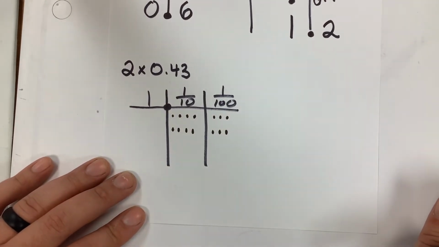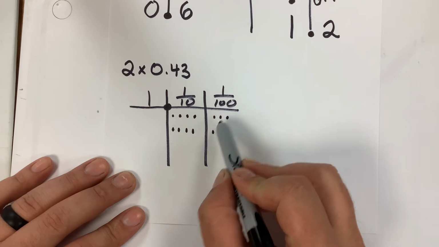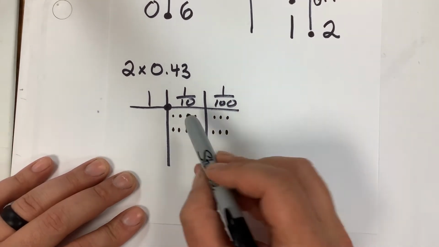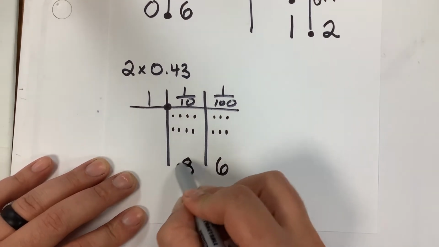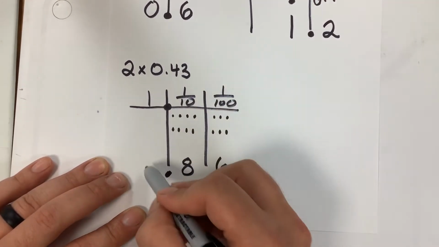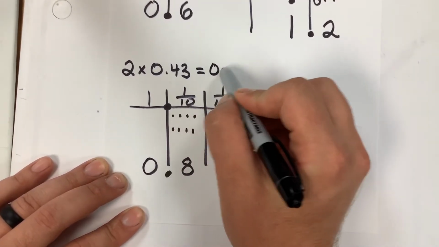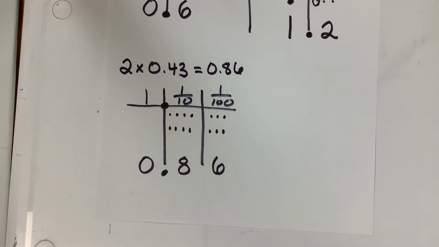Now I need to check if I need to do any bundling, and if not, then I can just count up and see how much I have. 1, 2, 3, 4, 5, 6. Do not need to bundle. 1, 2, 3, 4, 5, 6, 7, 8. Do not need to bundle. Decimal, 0 ones. So 2 times 43 hundredths gives me 86 hundredths.